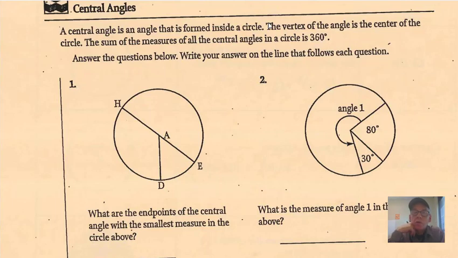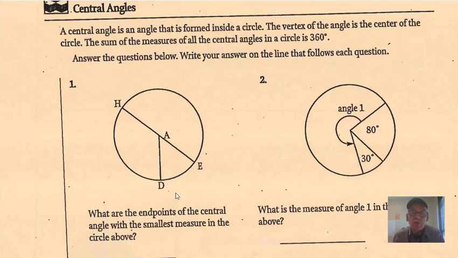Okay, this video goes with the notes packet number 1, and we're going to talk about central angles. In a circle, all the angles need to add up to 360 degrees. In half of the circle, the angles are going to add up to 180 degrees. So let's look at number 1.